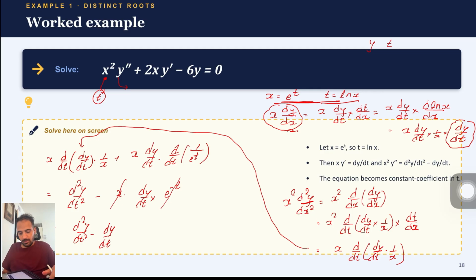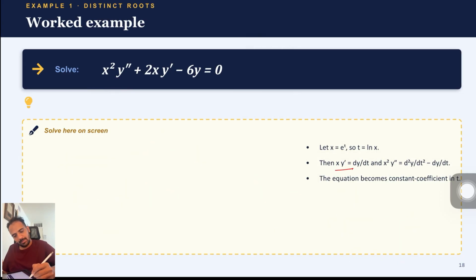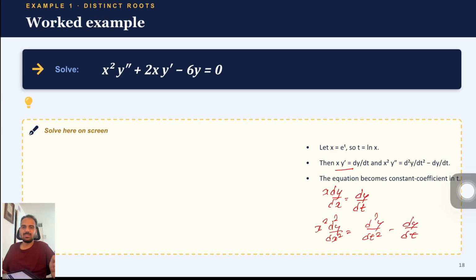Okay, so ultimately, let me erase everything and write here. What I have is my x dy over dx will be nothing but dy over dt, and my x square d square y over dx square will be nothing but d square y over dt square negative dy over dt. That is what we'll expect after substituting this.